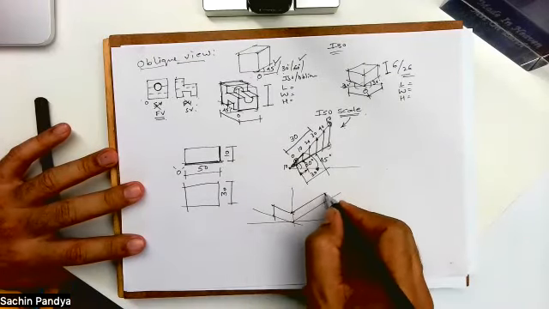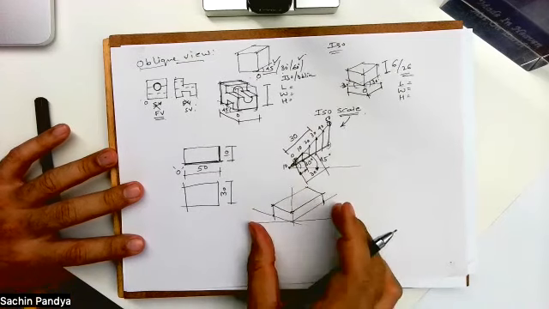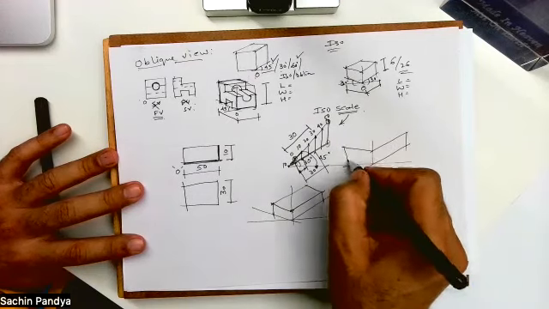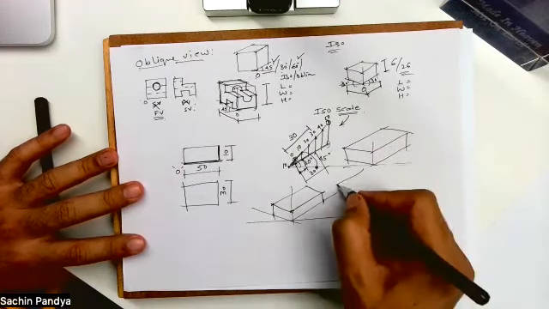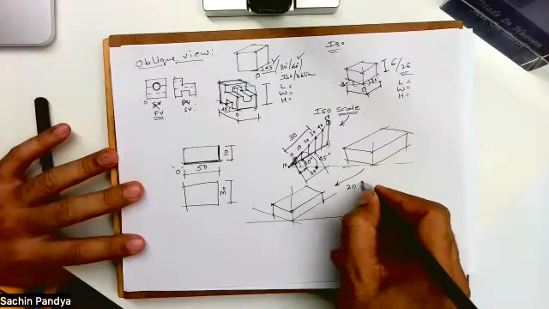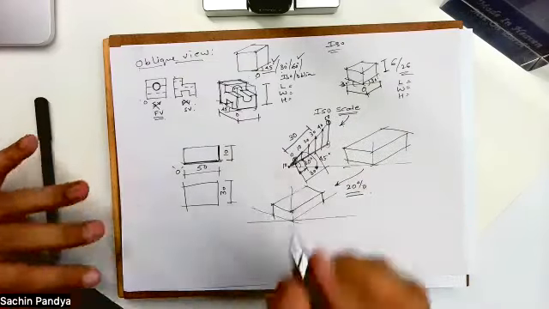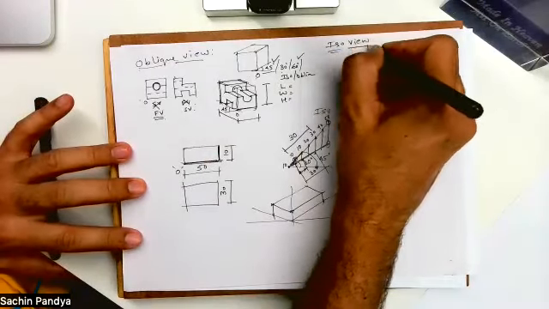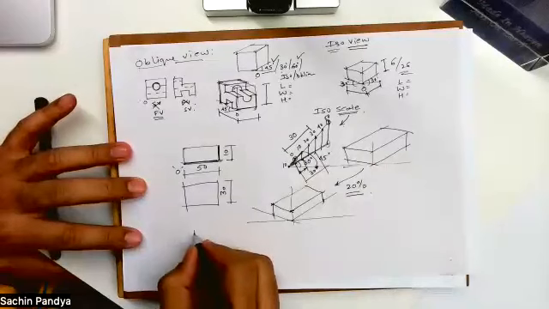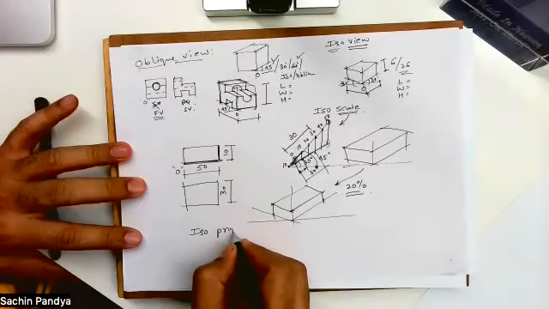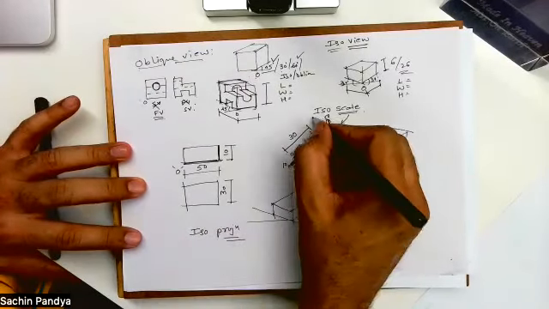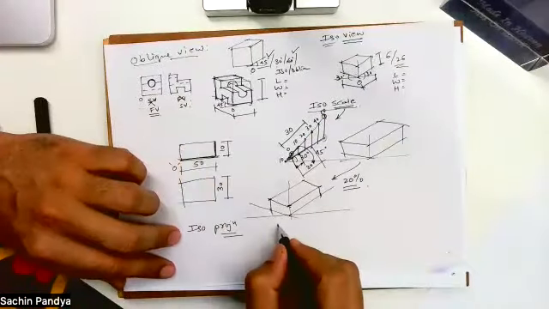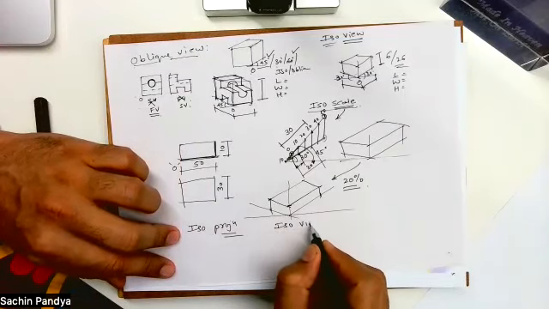So what will happen? When you use the isometric scale, your diagram will reduce. Originally it was this, but now it has reduced by 20%. That's why we use the isometric scale. Normally they will ask you the isometric view only, what we normally draw. But there is something called iso projection. Whenever they write iso projection, you have to use the isometric scale. So when I was your age, how I used to remember? Isometric view.